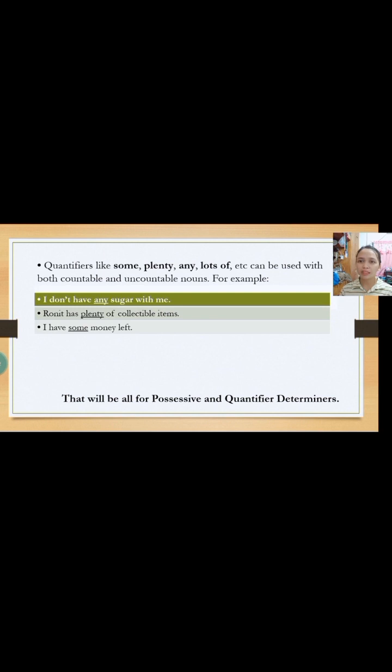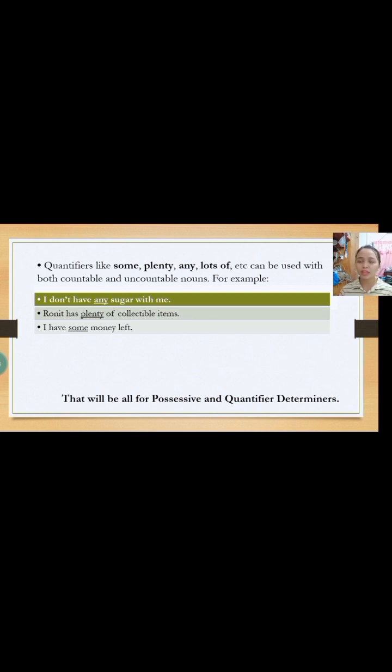Quantifiers like some, plenty, any, lots of, and etc. can be used with both countable and uncountable nouns. For example, I don't have any sugar with me. Any is the quantifier determiner because it refers to sugar. And in this sentence, let us say it is neutral because it can be considered as a countable or uncountable noun.